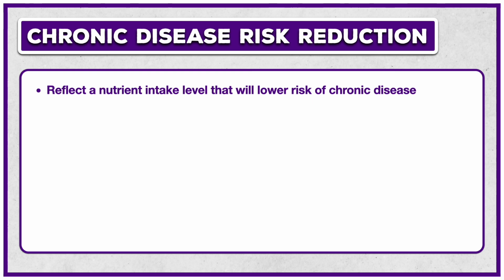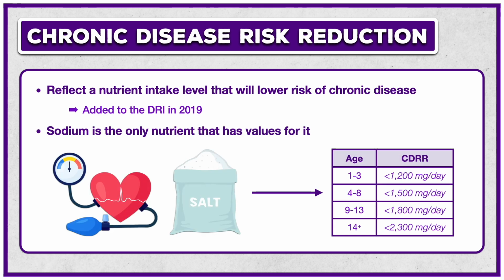Then, for chronic disease risk reduction, or CDRR, I already mentioned how these reflect a nutrient intake level that will lower the risk of chronic disease. CDRR is the newest list and was added to the DRI in 2019. At present, sodium is the only nutrient that has values for it. A high sodium intake is associated with an increased risk of high blood pressure and heart disease, so keeping sodium intake under control is essential for prevention.